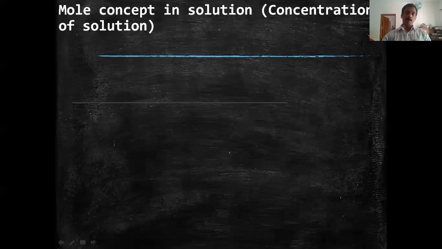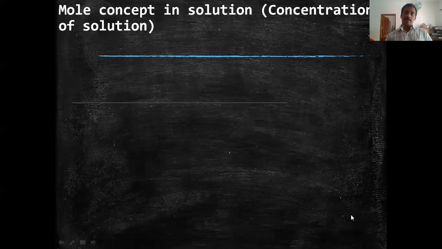Today our topic is basic concepts in solutions, or the different methods to express the concentrations of solutions. What is a solution? A solution is a homogeneous mixture of two or more components. If a solution contains two components, we call it a binary solution.